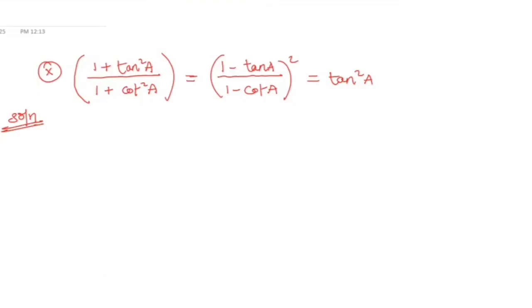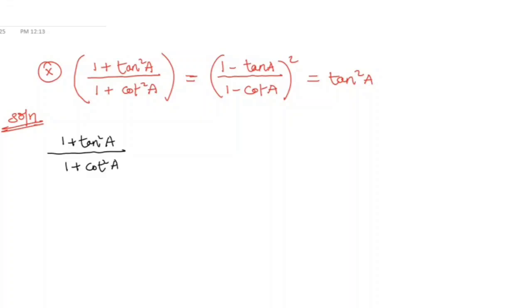Next question, see question number 10. (1 + tan²A)/(1 + cot²A) = ((1 − tan A)/(1 − cot A))² = tan²A. So here we have to prove separately. First we'll prove (1 + tan²A)/(1 + cot²A) = tan²A. So first we'll write (1 + tan²A)/(1 + cot²A).